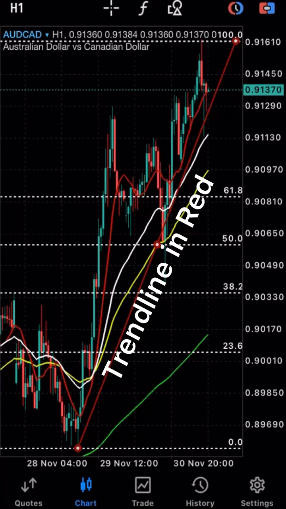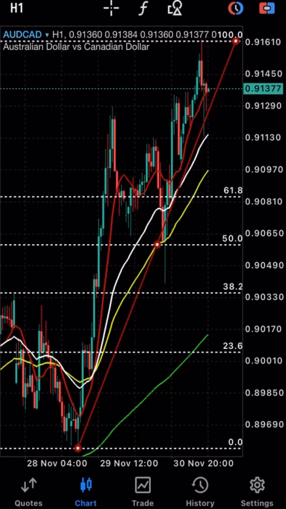I told you before that these two are combined: trend line and support and resistance zone. That red line that crosses and touches the highest point to the lowest point is actually a trend line. It shows you where the market started moving from that lowest point and was going up, till it went to the highest point.